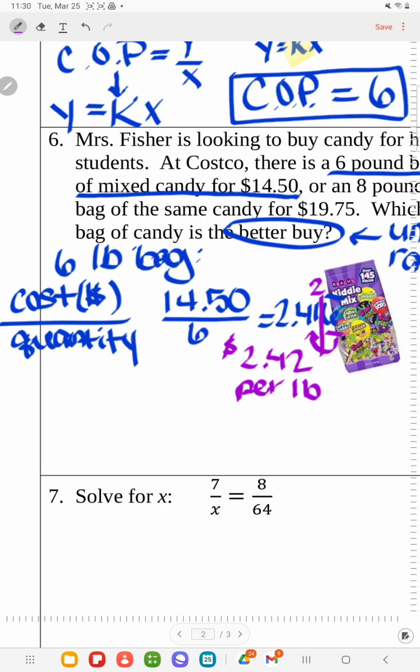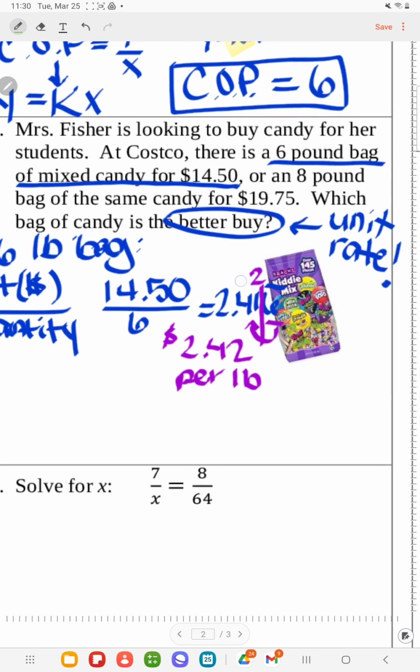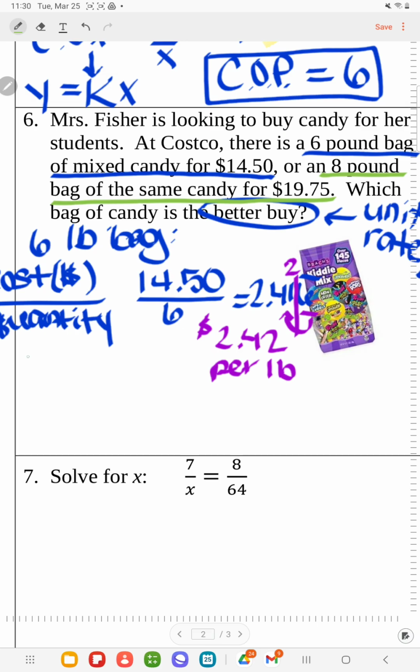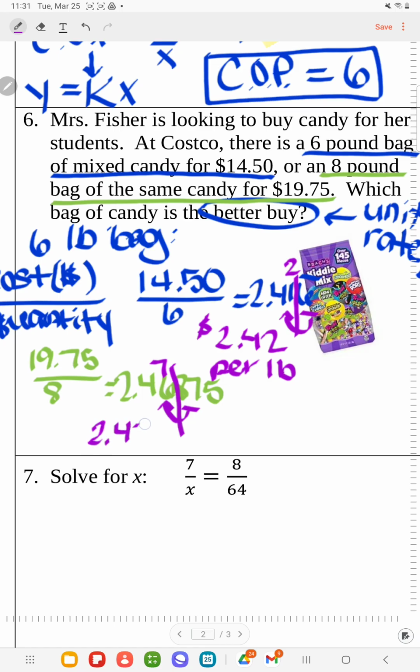And then we're going to calculate the 8-pound bag, sorry about that. An 8-pound bag of the same candy for $19.75. So we'll take $19.75 and divide that by 8. And that gets us 2.46875. Got to round it, make it look like money. We go 2 decimal places, 1, 2 line. 8 tells me to make that 6 into a 7, making this one $2.47 per pound.